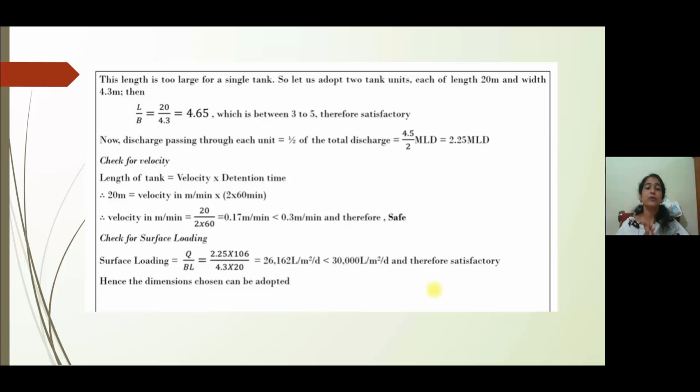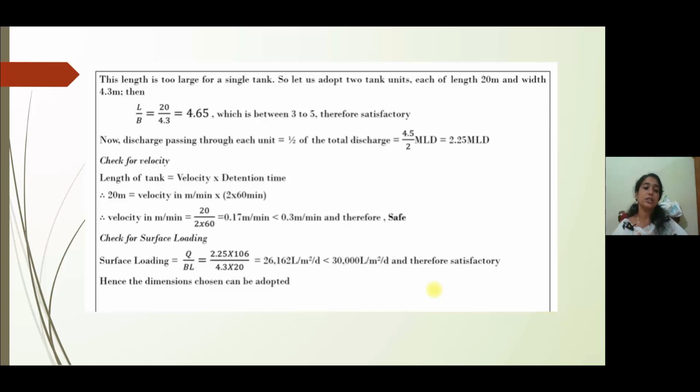Then check for surface loading. The surface loading is Q by BL. That is Q, it is given as 2.25 mld, that is 2.25 into 10 raised to 6, divided by 4.3 into 20. Here we get 26,162 liters per meter square per day, which is less than 30,000 liters per meter square per day, and therefore the design is okay.